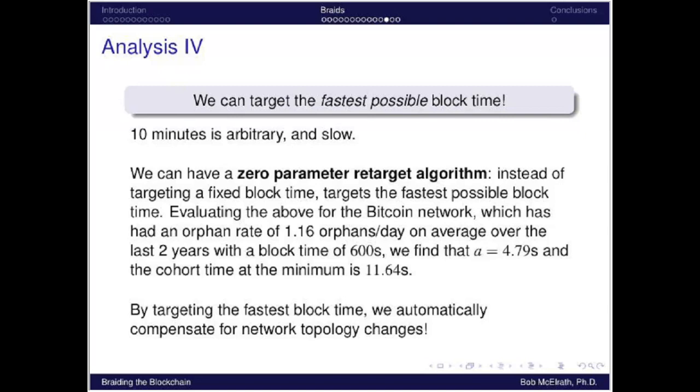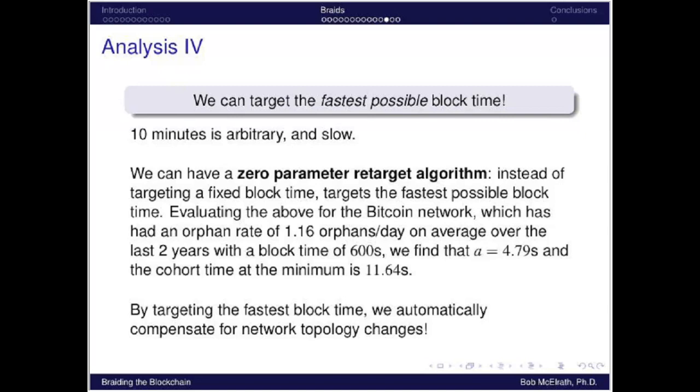Paul asks, is it not true that to prevent forks, the difficulty change must be very slow? To be comparable to Bitcoin, it must take 10 minutes to propagate new difficulty. The amount of time to propagate information across this network is that A parameter. It's 4.79 seconds. It's not 10 minutes.